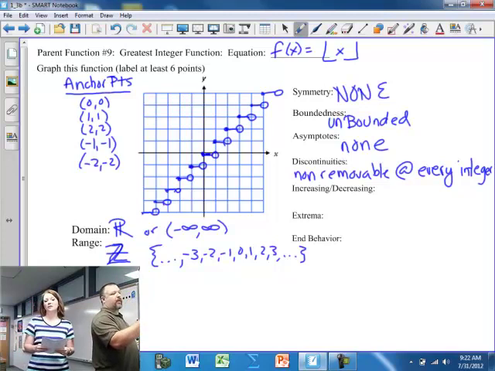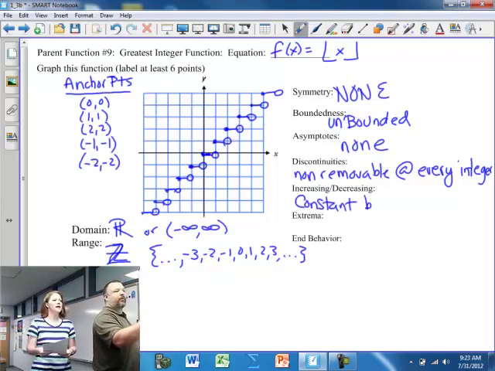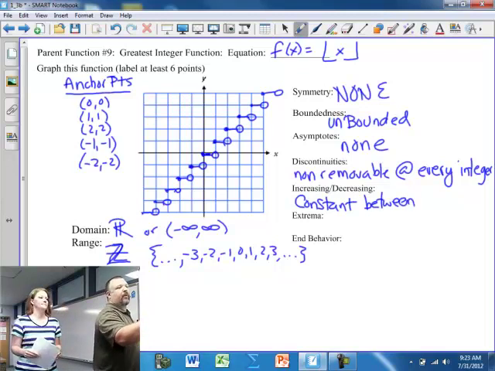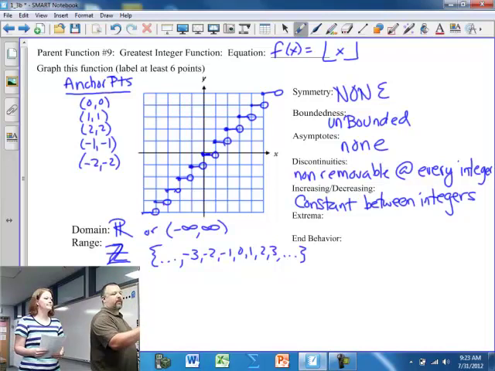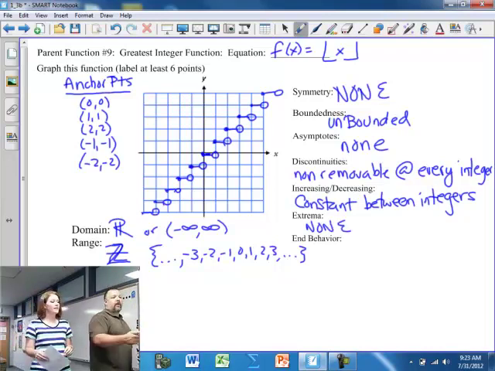All right. It's not actually increasing or decreasing, but it is constant on every little step. So we want to say constant between the integers. Since it's constant, there's no extrema. But we do have some end behavior.